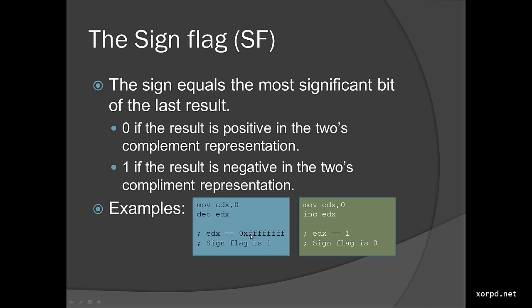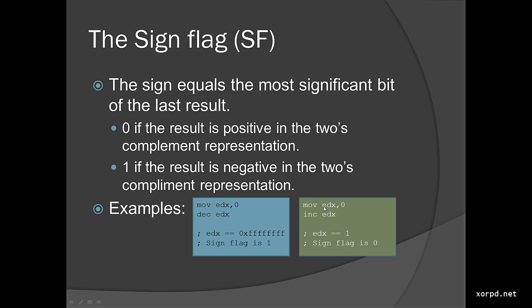Why is that? Because the most significant bit of this number of EDX is 1. The processor can see that the result has a most significant bit of 1 and it copies it to the sign flag. Now let's look at a different example.